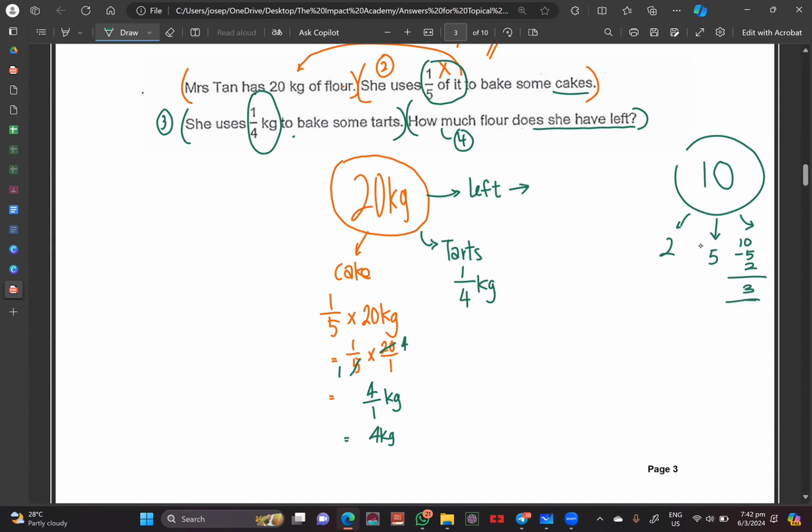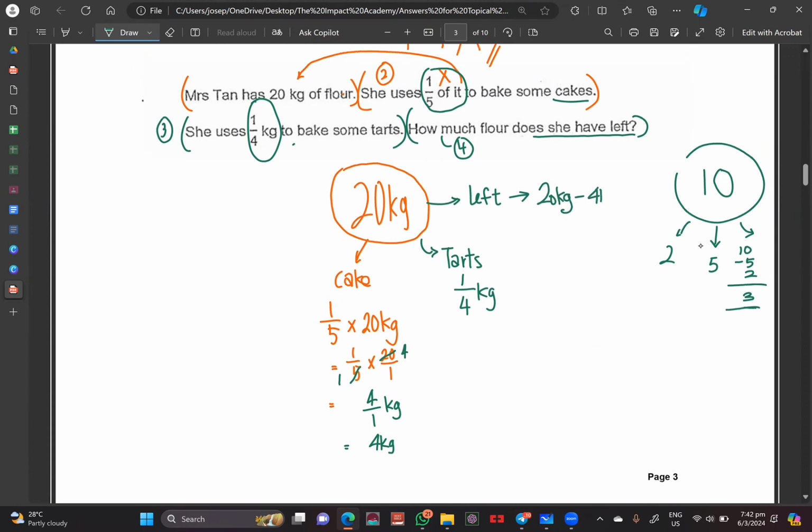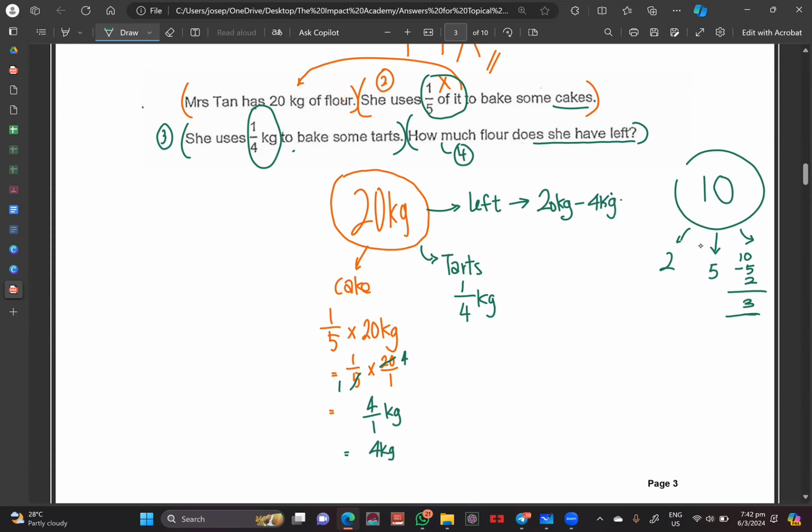Agree so far? Same concept applies here. 20 kg, which is my whole, understand so far? Minus away my 4 kg because I used 4 kg for my fluffy cake. True? Then I want to make some tarts, so I minus 1/4 kg. Agree or disagree? This becomes 16 kg. You can break it up, because in math, when we break it up, we usually understand very well. 16 minus 1 over 4, we definitely get 15 3 over 4 kg, and this is my answer for this question.